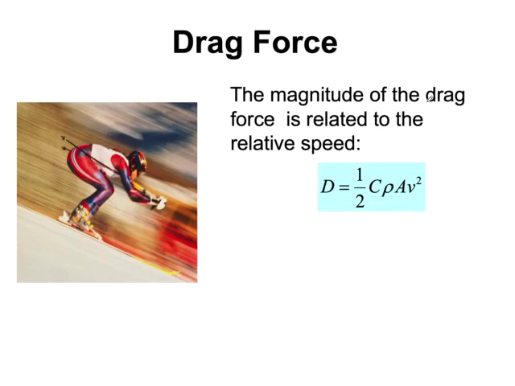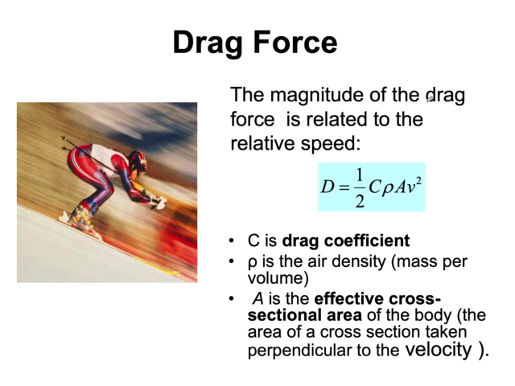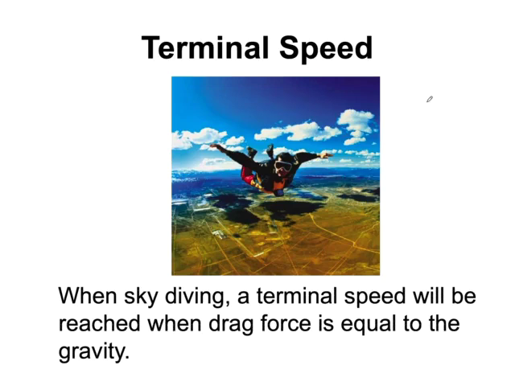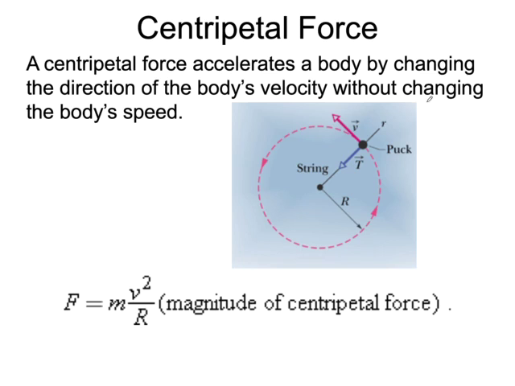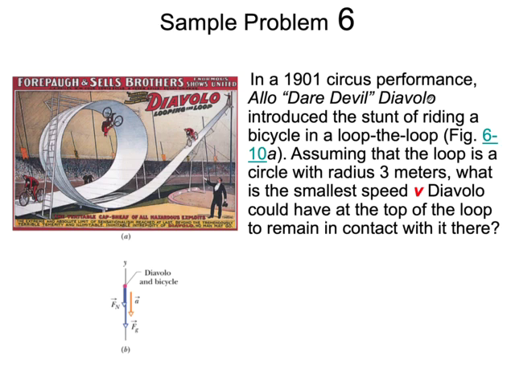Again, just remember drag force in last chapter. Usually we use 1/2 the coefficient of drag times the density of the medium it's moving through, most times air, but it could be water, times the cross-sectional area times the velocity squared. It's an approximation, but not bad. And you can calculate terminal velocity. I'm going to skip through centripetal force just so I can get to some of these more interesting ones.